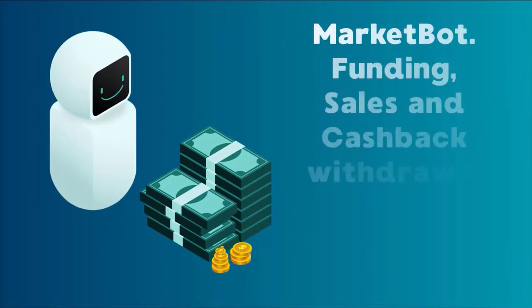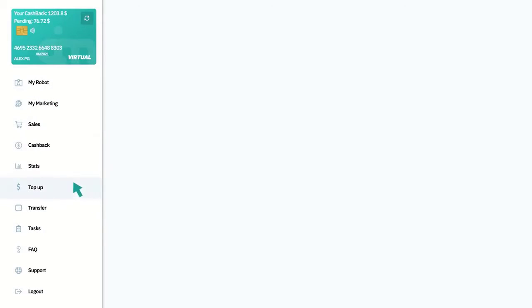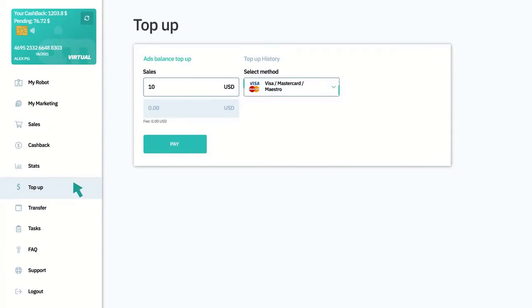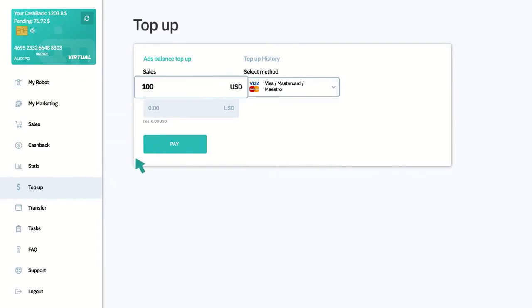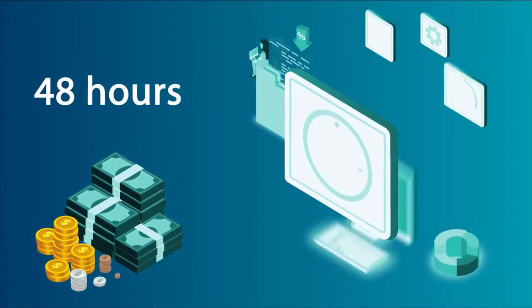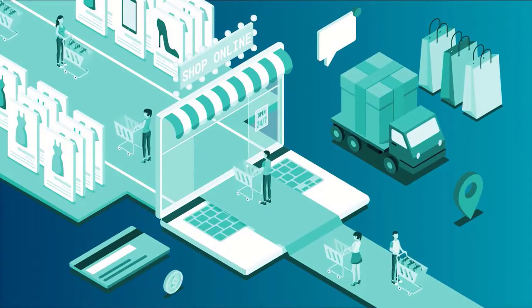To start an advertising campaign, the account needs to be funded. Top-up starts at $10, and there are many convenient ways to fund your account, including bank cards. We will fund the balance with $100 for now. It takes up to 48 hours to start the advertising campaigns, and attracted customers begin to buy goods.